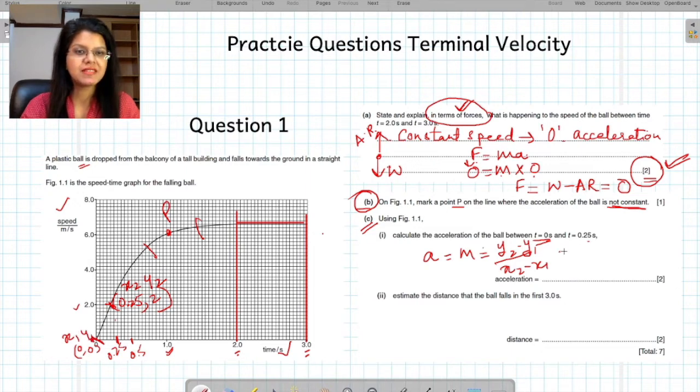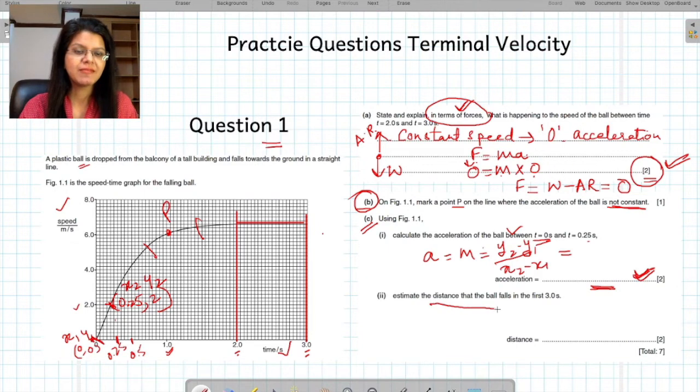Substitute the values in this equation and you should be able to get your acceleration. You should be able to get your answer. Right? Work it out, get the answer. I am going to show you the answer key or the mark scheme for this question in the next slide. So work it out yourself and then tally the answer, which I'm going to show you in some time.